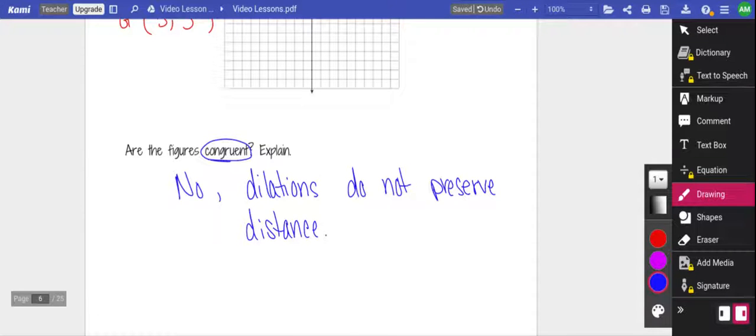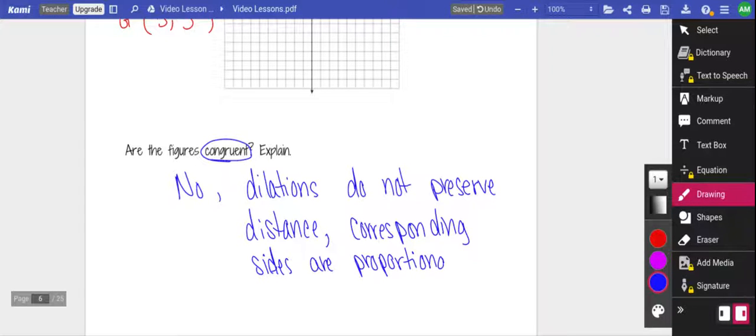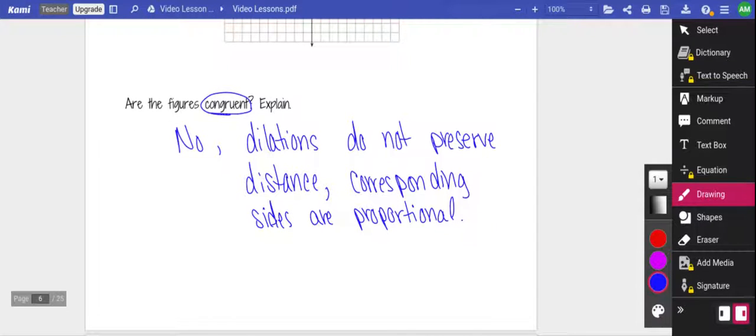And I'm going to write in, I'm going to put a comma and write that corresponding sides are proportional. Now I am going to make a little note here that corresponding angles in a dilation are still equal, or congruent.